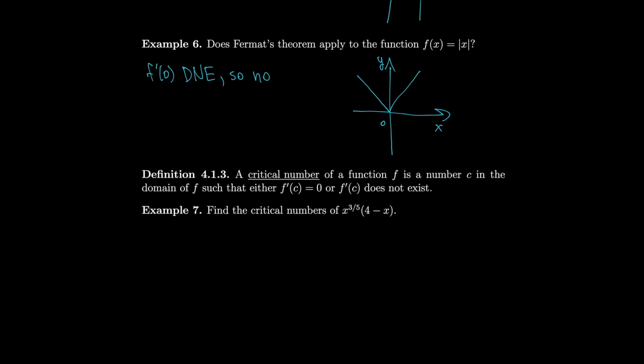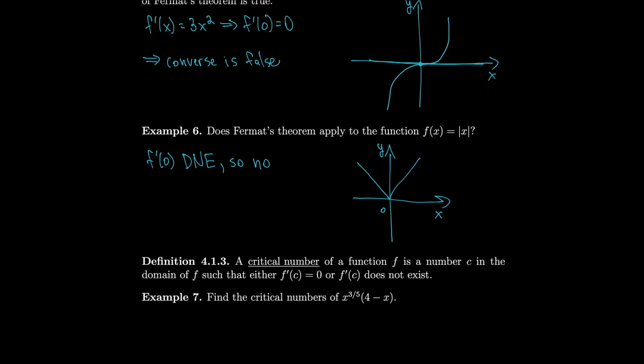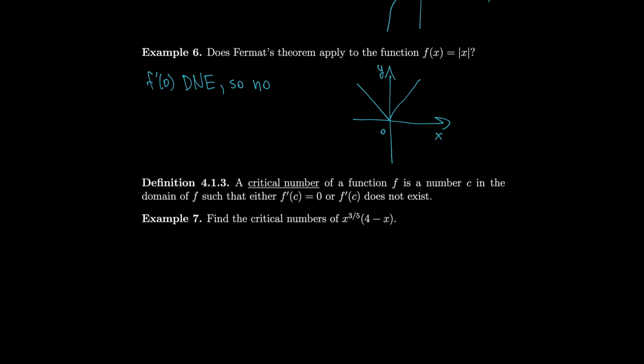A critical number of a function f is a number c in the domain of f such that either the derivative at c is 0 or the derivative at c does not exist. So this covers, I think, all of our bases, because if we had a local max or min, we would have a derivative of 0 if the derivative existed. If the derivative does not exist, then it does not exist. So that's pretty much every possibility for a max or min.